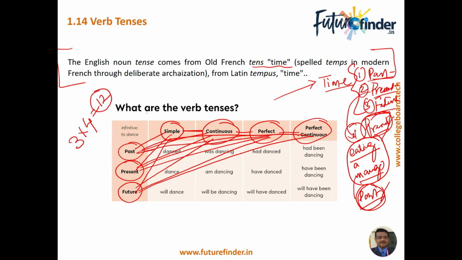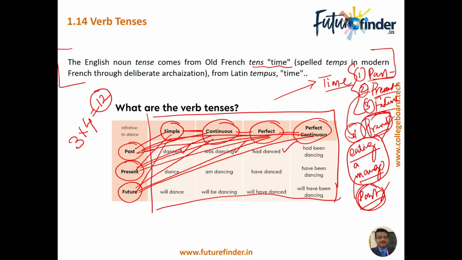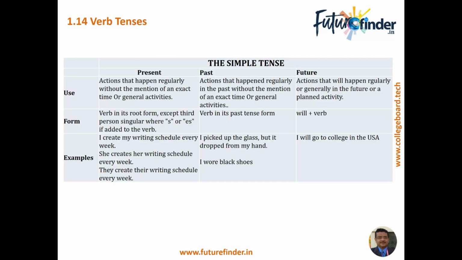This is just a table which highlights how we write verbs in all these 4 tenses, right? In the past we write it as danced, continuous is was dancing, perfect is had danced, and perfect continuous is had been dancing. There is a rule to this madness, right? There is a method to this madness. Now we are going to understand all the methods that govern the verbs in these 4 tenses. So let's start with the simple tense.